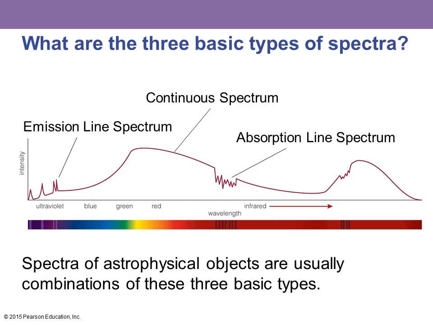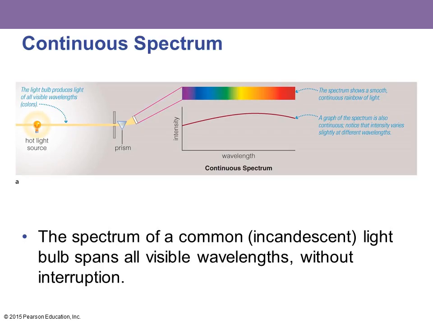The three basic types of spectra are shown in this drawing. They're called emission line spectra, continuous spectrum, and absorption line spectrum. Anything that gives off light, whether it's reflected or emitted, will reveal a spectrum, that is, if it's detectable in some way. So we'll learn what those three types are very quickly.